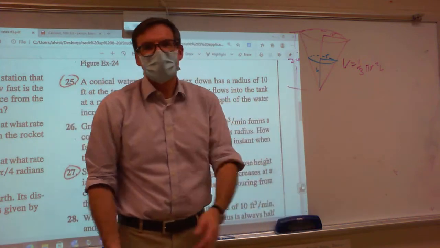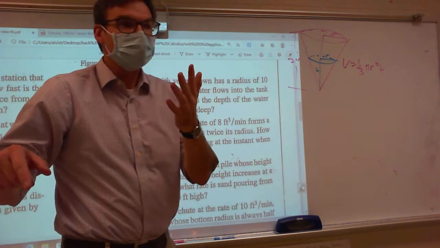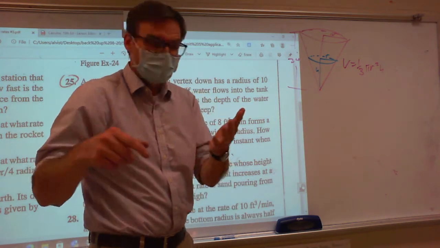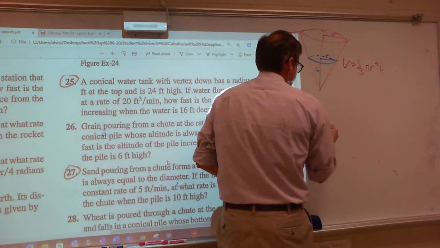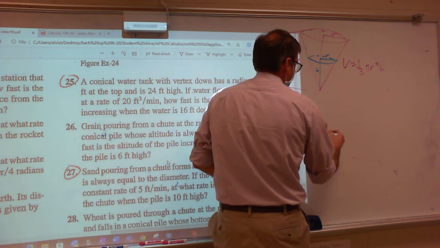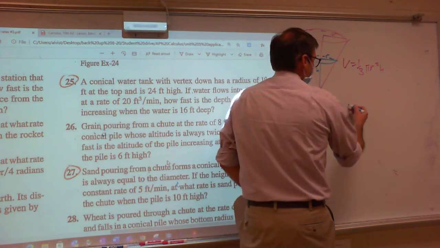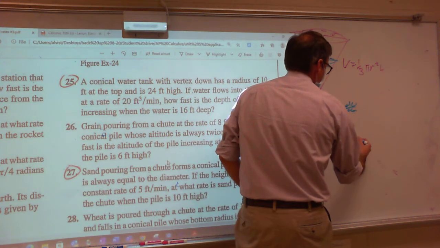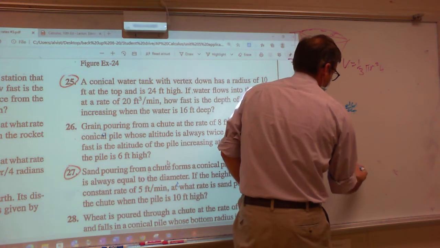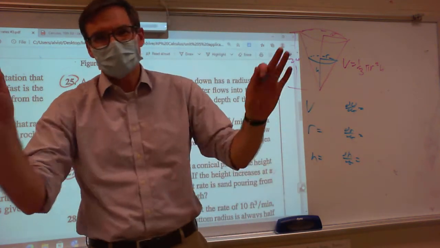What letters are going in my chart? V, R, and H. Is everybody okay with that? So I've got V, I've got R, I've got H. And since this is calculus, I have dV dt, I have dr dt, and I have dH dt. I didn't put an equals by the V because we never use it.